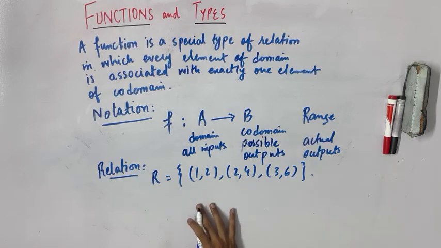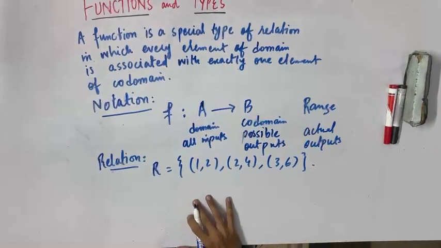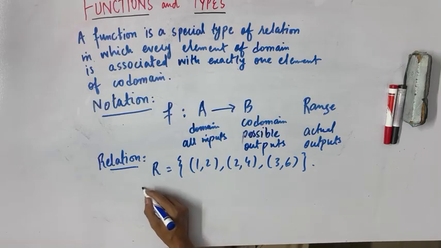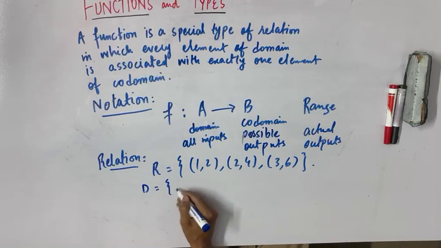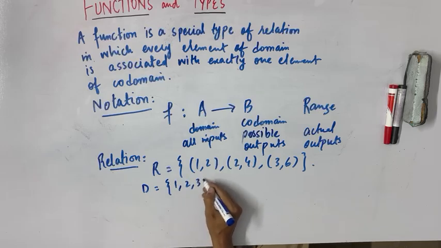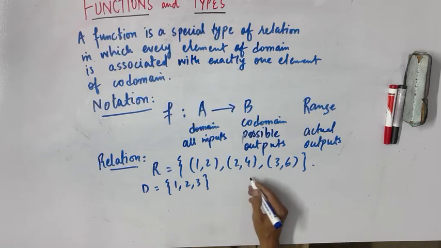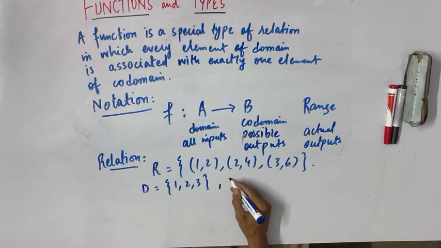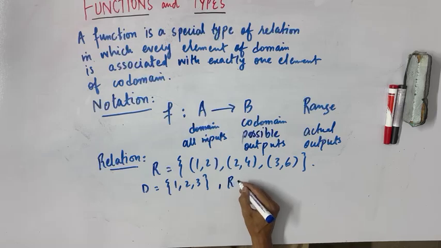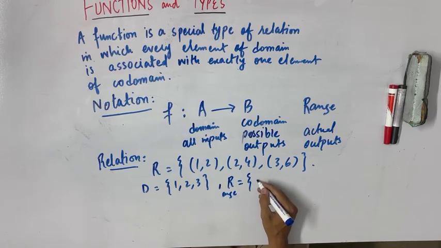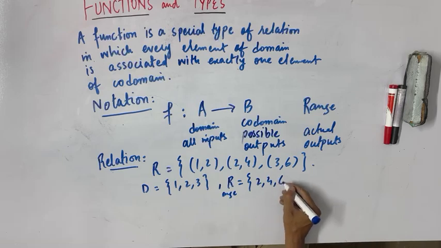As we have already discussed, the first elements of the ordered pairs are called the domain. So the domain over here is 1, 2, 3, and over here codomain is, let's say, range is, for range it is 2, 4, 6.